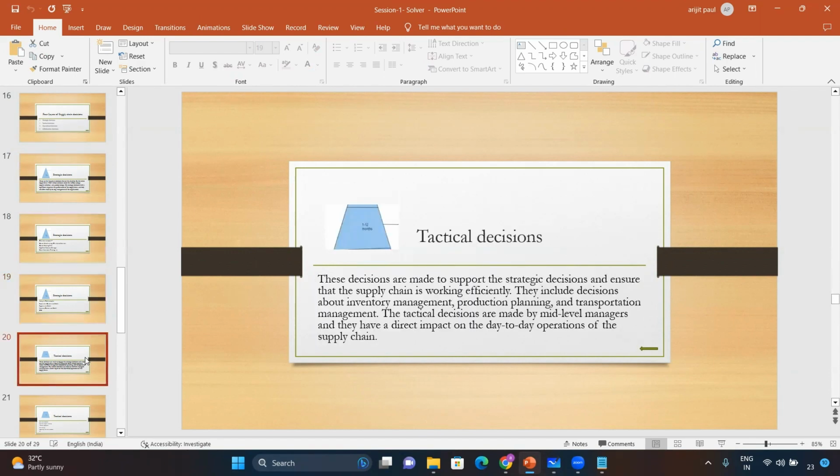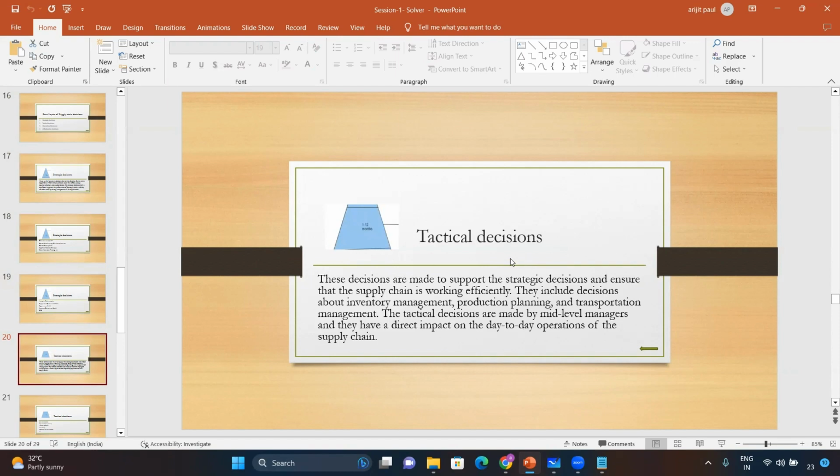Okay. Now, the second layer of supply chain decisions is tactical decisions. These decisions are made to support the strategic decisions and ensure that the supply chain is working efficiently. They include decisions about inventory management, production planning, and transportation management. The tactical decisions are made by mid-level managers and they have a direct impact on the day-to-day operations of the supply chain.